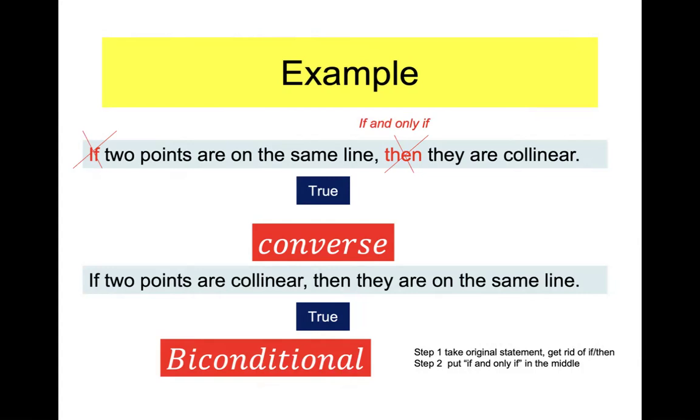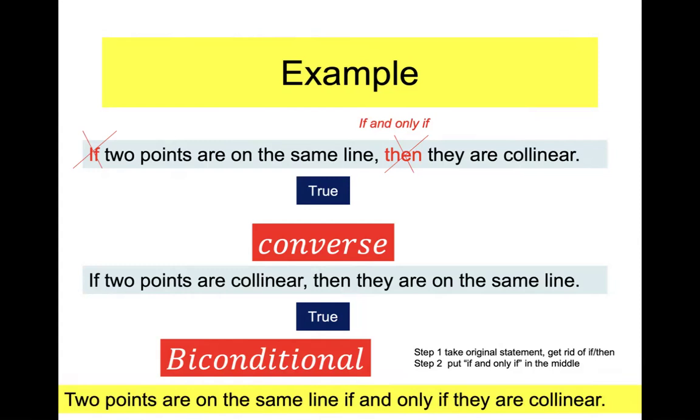Once again, the magic words "if and only if" are only used for biconditional statements, and they have to be proven, both the original conditional statement and the converse. That's what makes them biconditional. All right. So 2 points are on the same line if and only if they are collinear.